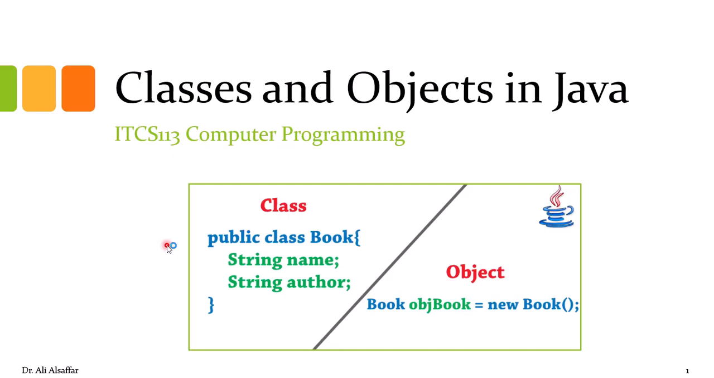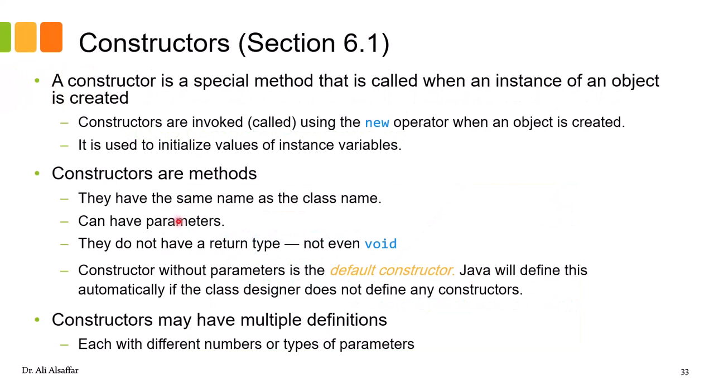Today's topic, we will talk about constructors. Constructors are special methods that are defined inside the class, and their purpose is to initialize the object. So they are used to initialize values of instance variables. A constructor is a special method that is called automatically when an instance of an object is created.